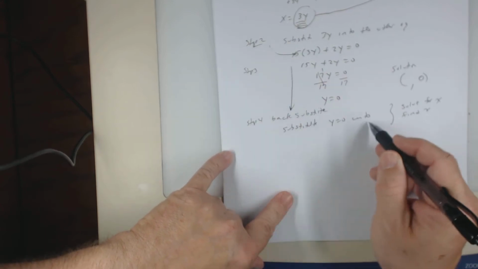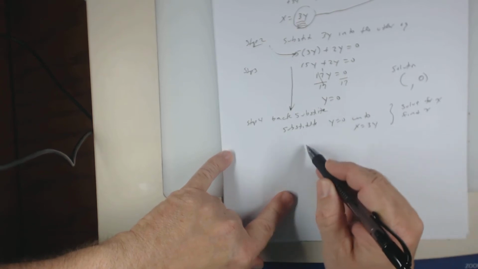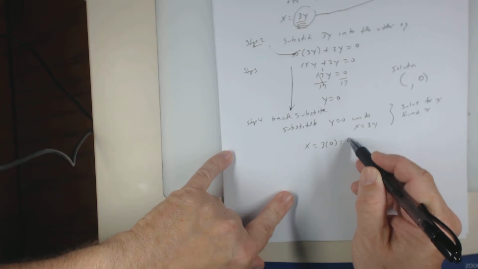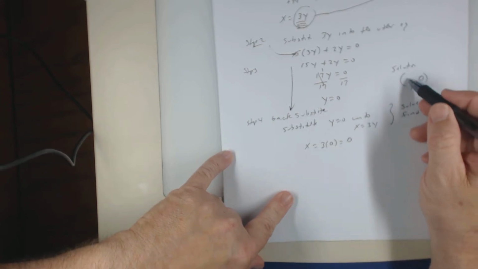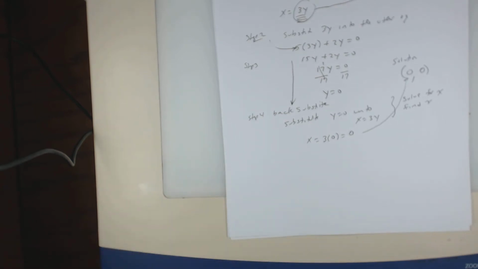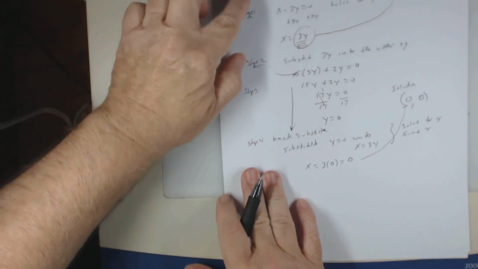So I'm going to say x equals 3y. So I'm going to say x equals 3 times y. What's y? So what's my answer? 0. So what's my solution? (0, 0). So (0, 0) is the origin, right? All right, let's check it. That you can do easily.